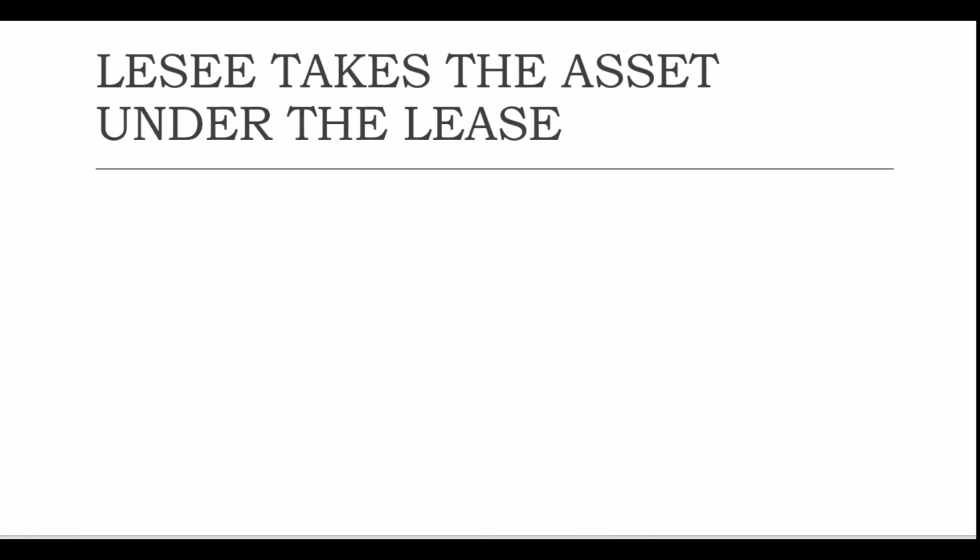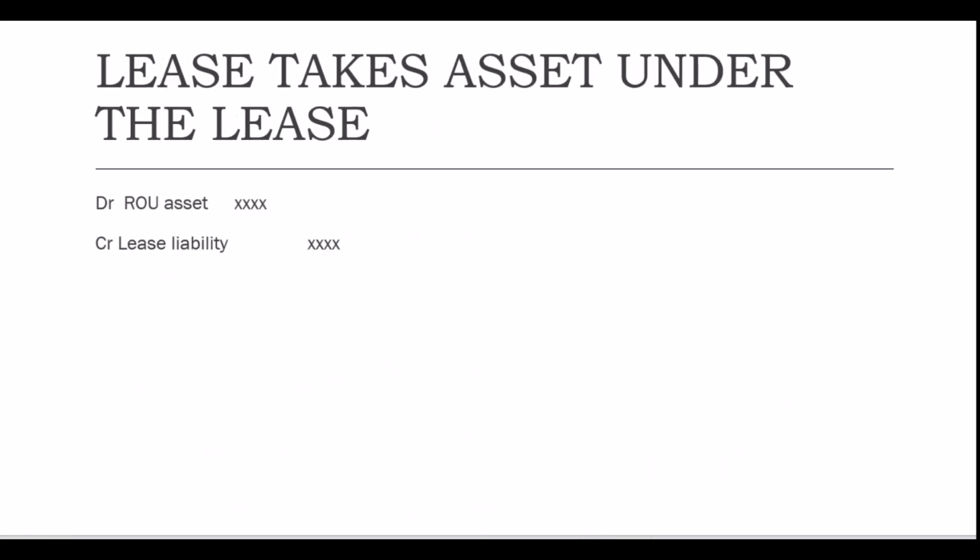Good. The journal entries: debit right of use of an asset, credit lease liability. Good, because I have recognized an asset and I've recognized a liability.